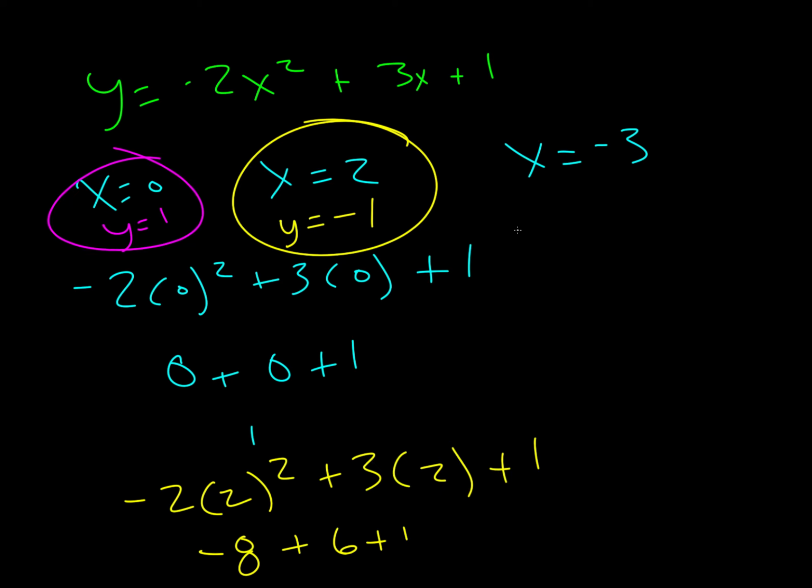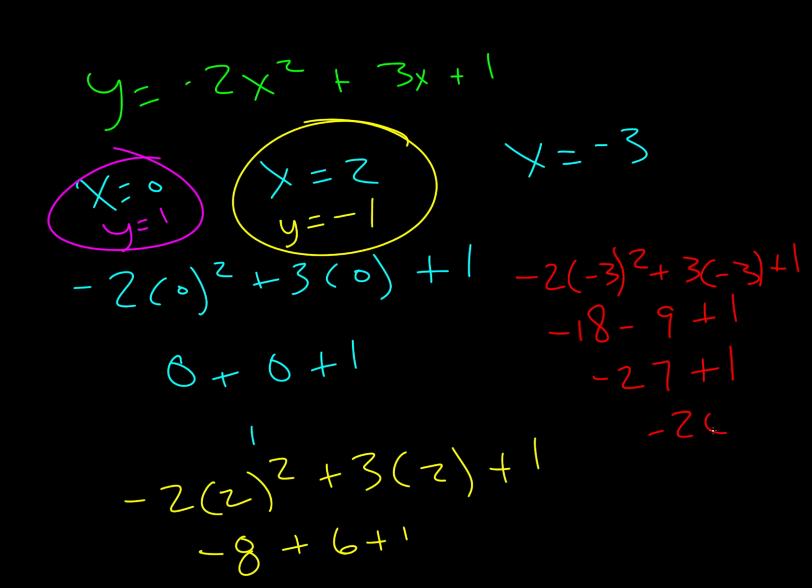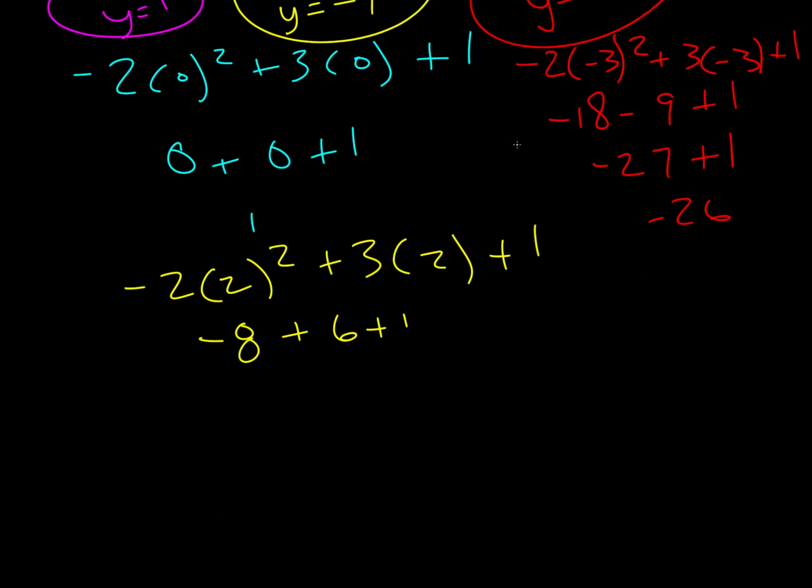And the last one, we'll plug in negative 3. Negative 3 squared is 9. 9 times negative 2, negative 18, minus 9 plus 1. Negative 27 plus 1, negative 26. And so y equals negative 26.